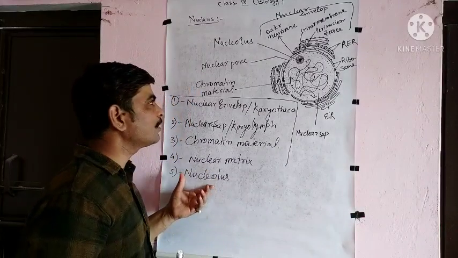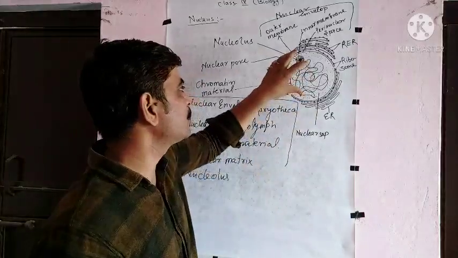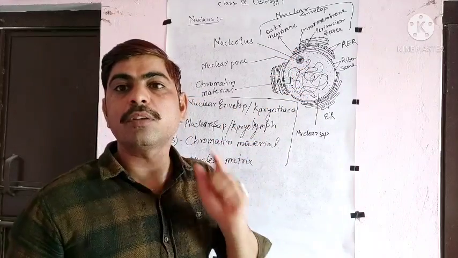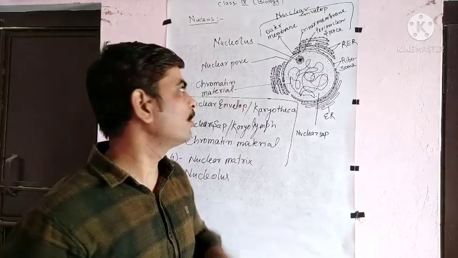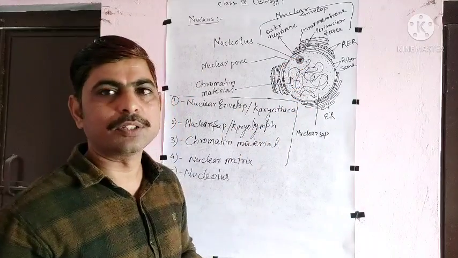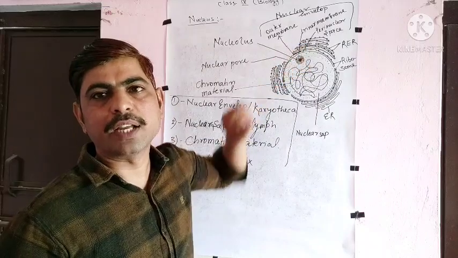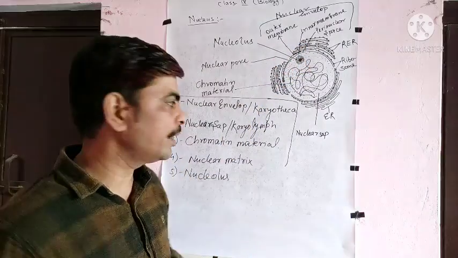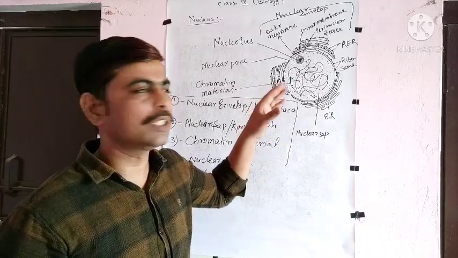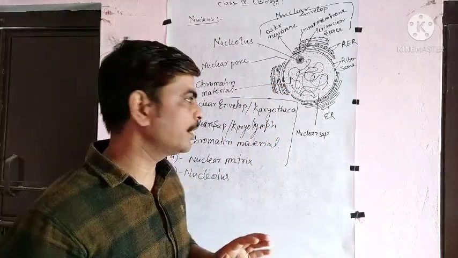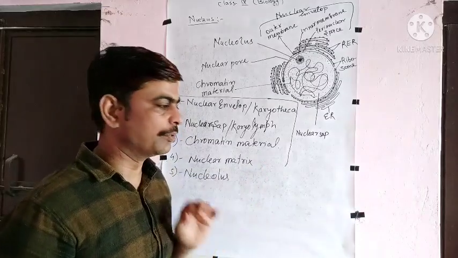And the nucleolus is rich in ribosome and protein, a spherical and non-membranous structure. It does not have a membrane. So this is the nucleolus, a dark stained spherical body at one side of the nucleus, rich in ribosome and protein. Okay, so this is the structure and parts of the nucleus.